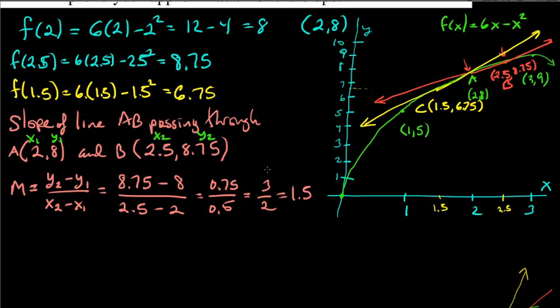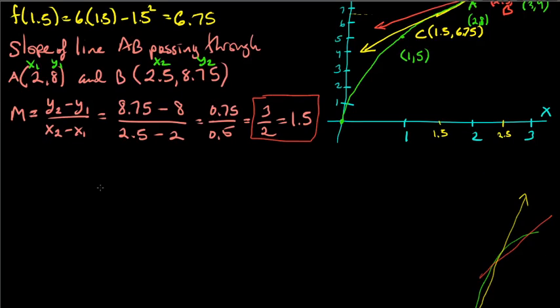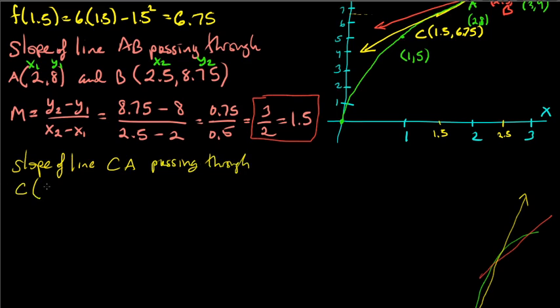So anyways, that's one answer, right? The slope of the red line here is either 3 over 2 or 1.5. What about the slope of the yellow line? Right? So we're going to do the same thing, same formula here. So we want the slope of the line C to A. Right? So passing through C and A. So the point C has coordinates 1.5, 6.75. And point A again has coordinates 2 and 8.